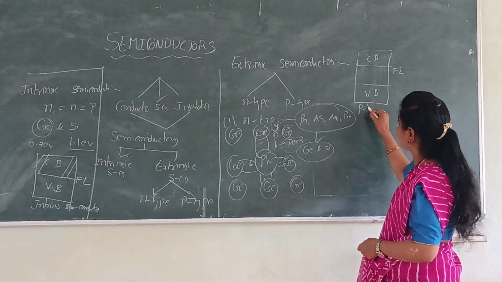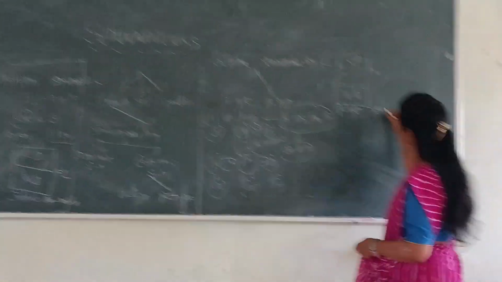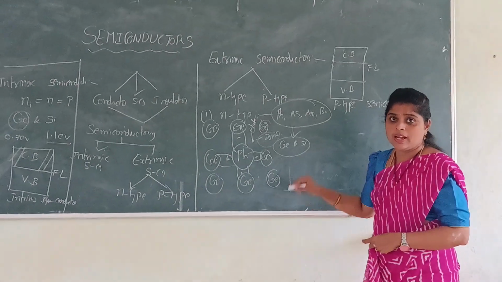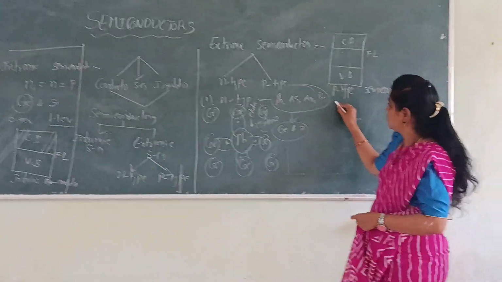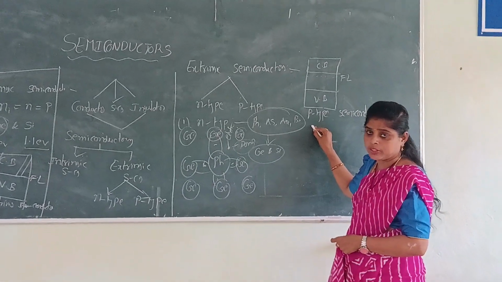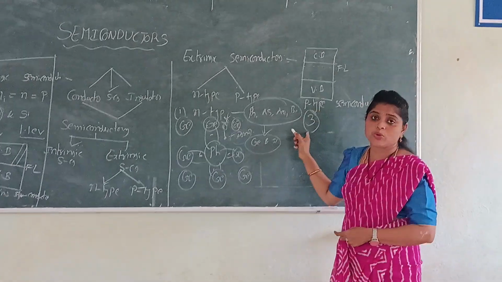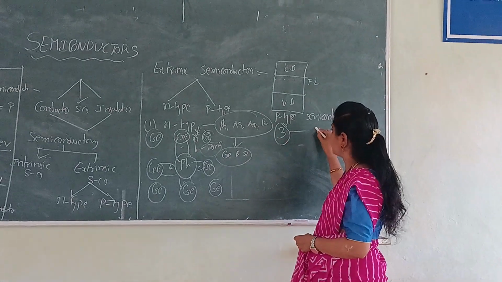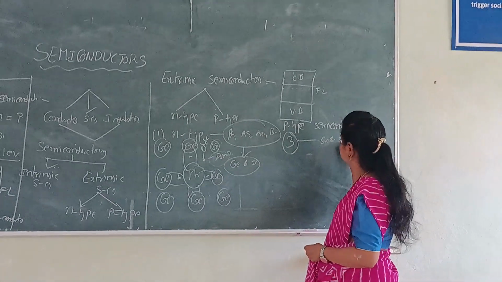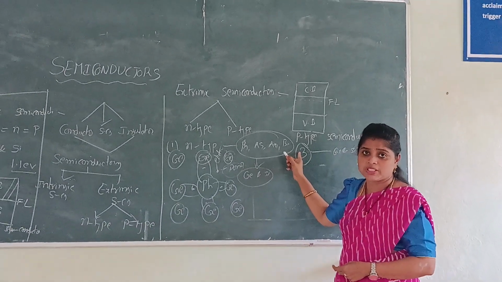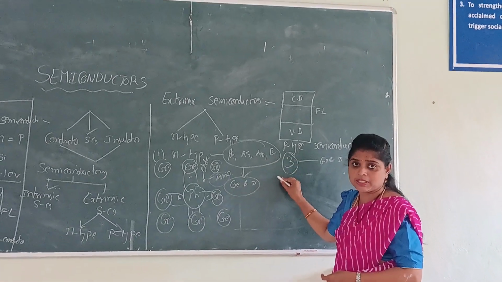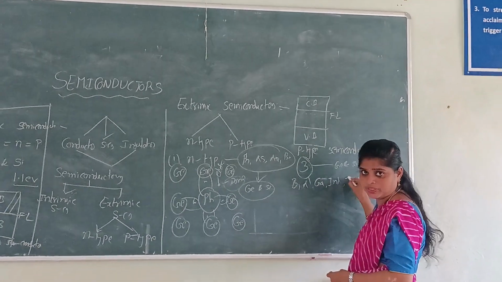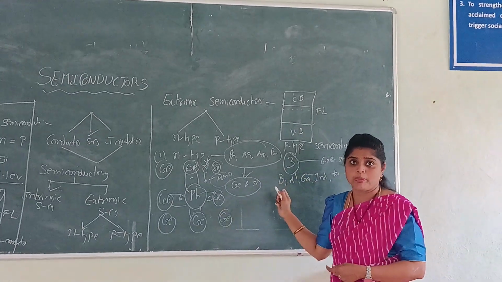Whereas coming to P-type semiconductor, trivalent impurities, meaning the outermost configuration is 3, the third group elements in the periodic table, are added as dopants to the pure semiconductor, that is germanium and silicon. Then it is called P-type semiconductor. What are the trivalent elements? Boron, aluminum, gallium, indium, thallium. These are the third group elements in the periodic table.